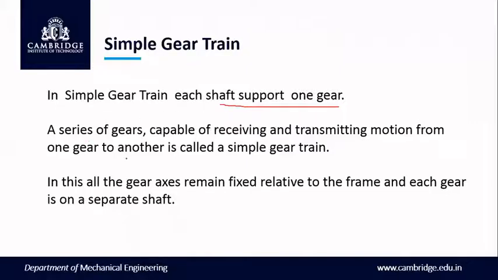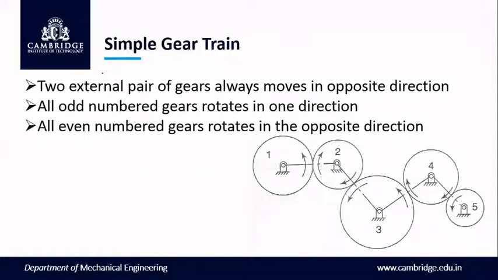A series of gears capable of receiving and transmitting motion from one gear to another is called a simple gear train. In this, all gear axes remain fixed relative to the frame, and each gear is on a separate shaft. So that is the definition or brief introduction of the simple gear train. In this figure you can see each shaft consists of only one gear. There are totally 5 gears, so all 5 gears are mounted on 5 different shafts.